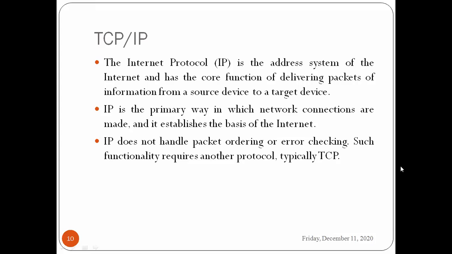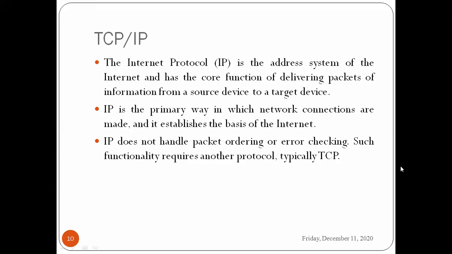So IP is the primary way in which network connections are made; it is the basis of the internet. When we have an internet connection, the IP address is the basic functionality of connecting the network and sending data. IP does not handle packet ordering or error checking. Such functionalities require another protocol, which is typically TCP, the transmission control protocol.